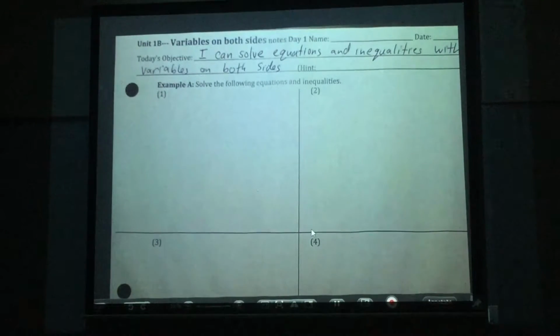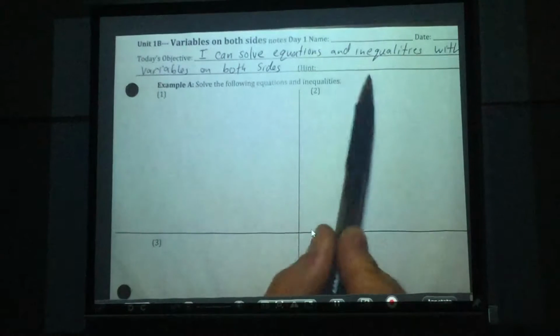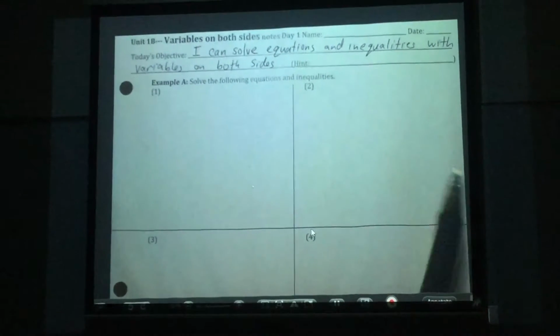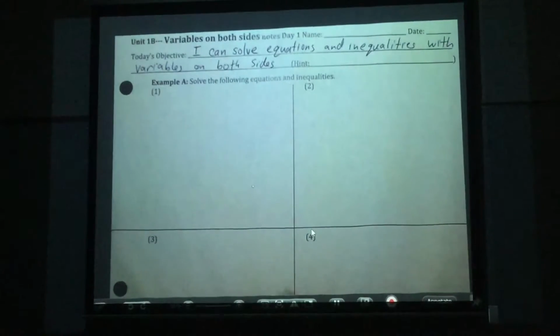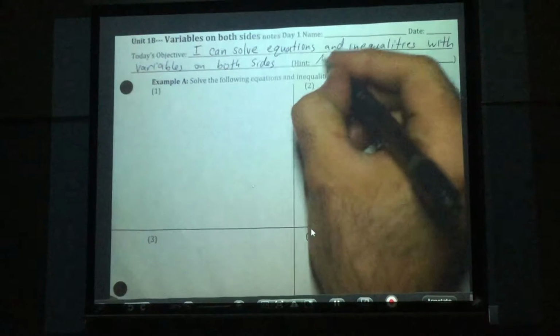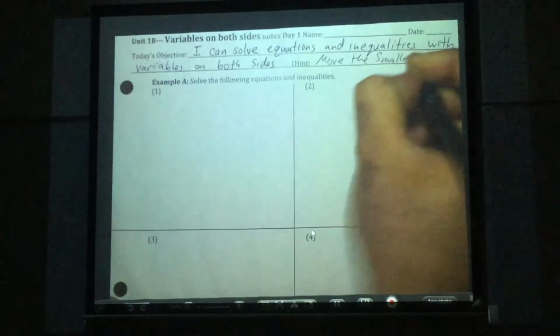Let's go ahead and write down today's objective. Today's objective is I can solve equations and inequalities with variables on both sides. Okay, and then there's a little space for a hint. I'm going to go ahead and give you that hint right now. You guys go ahead and write this down. The hint is move the smaller variable.